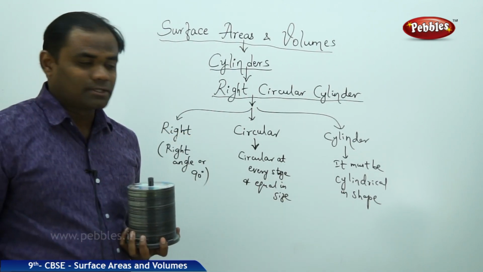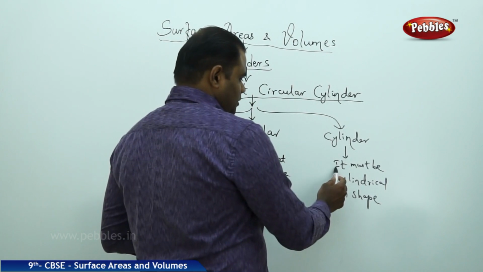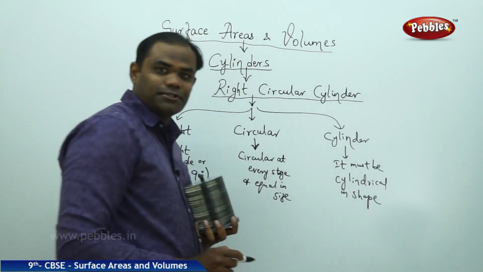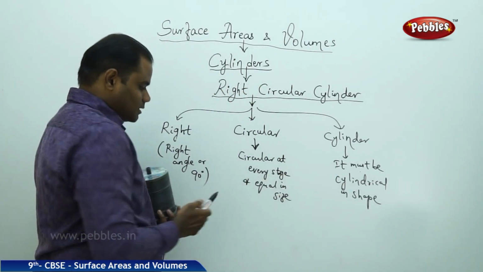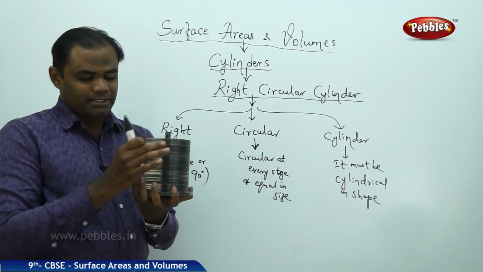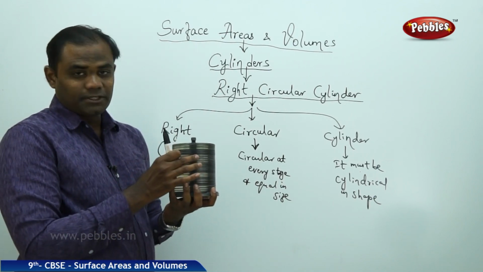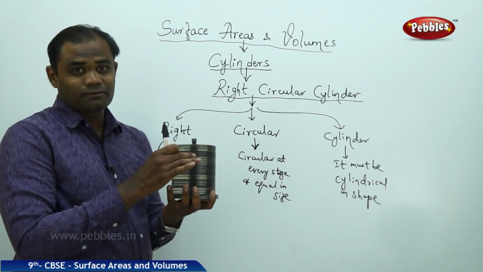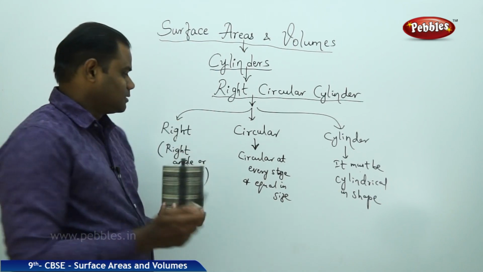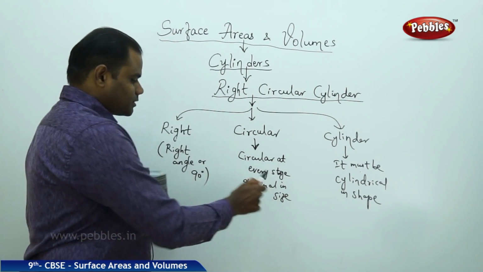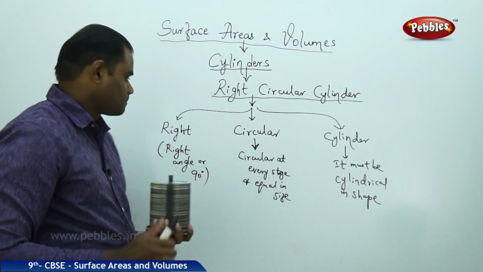Therefore, a right circular cylinder is a three-dimensional solid which is in the cylindrical shape and which has circles which are equal in size at every stage. If I take a CD here or here, at any stage, they are equal in size. So circular at every stage and equal in size.